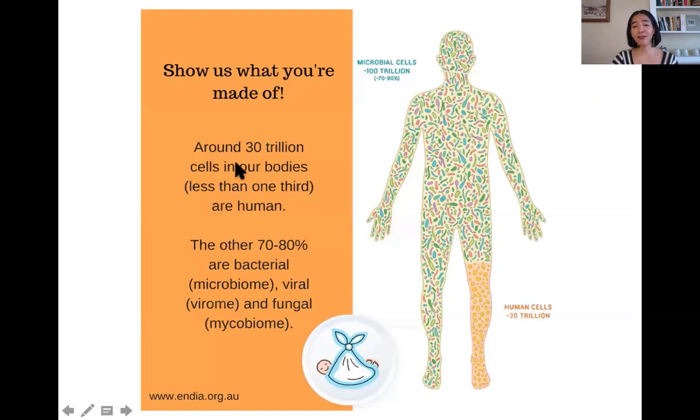And it doesn't stop there. If we look at the proportion of cells, not the size of the cells, but the number of cells, it turns out that human cells are only a third, and the rest are bacterial, or viral, or fungal cells. If we talk about bacteria, we refer to the microbiome, the viruses make the virome, and the fungi make the mycobiome. So you see, we have a lot of things going on with us. Every time we move, we carry all of these species with us.